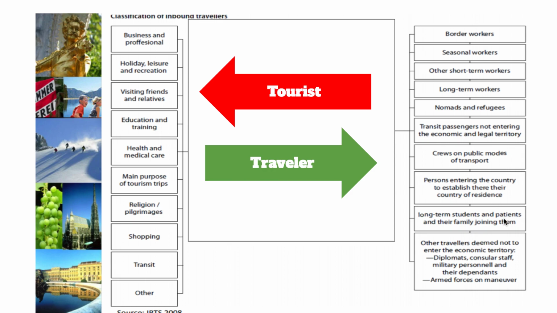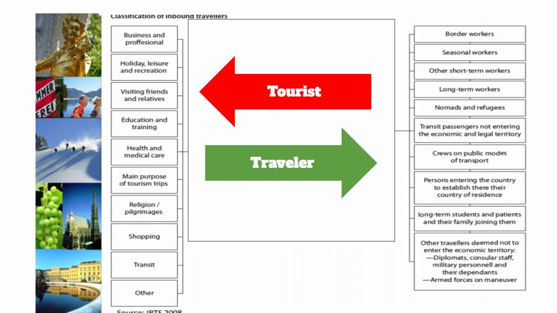We also have patients, and of course, when we have patients, most often their families are joining them to take care of the patient. And other travelers deemed not to enter the economic territory, meaning they are entering the place for reasons of work, like diplomats, consular staff, military personnel, and their families or dependents, and the armed forces.